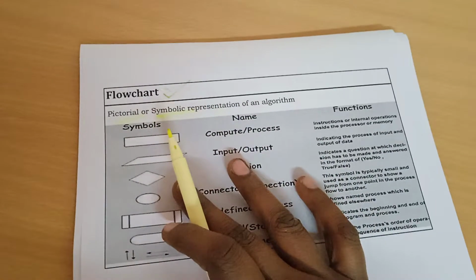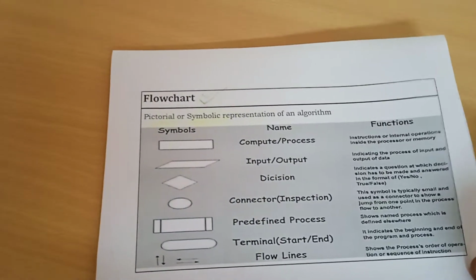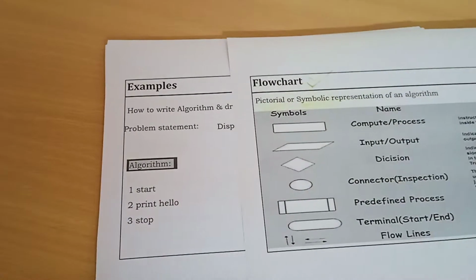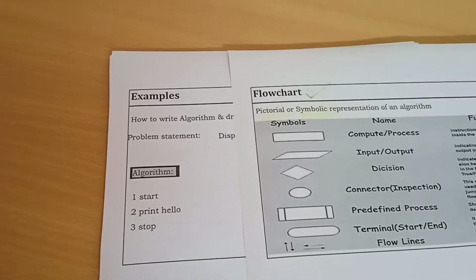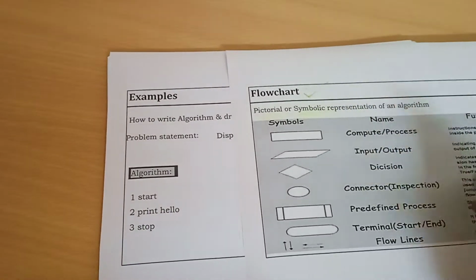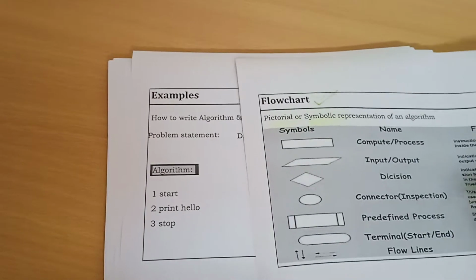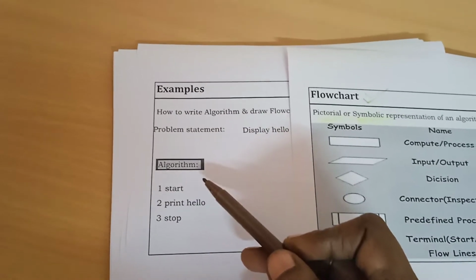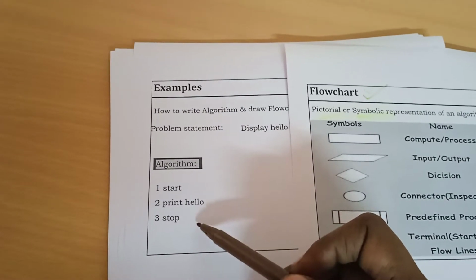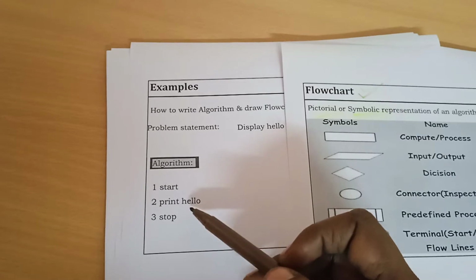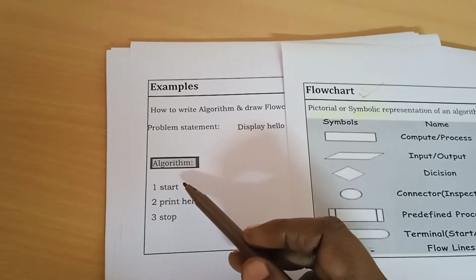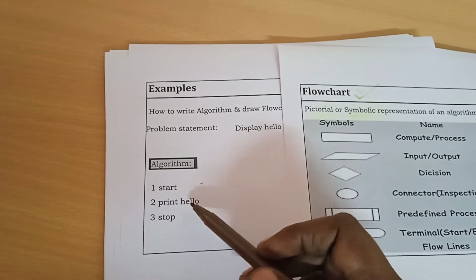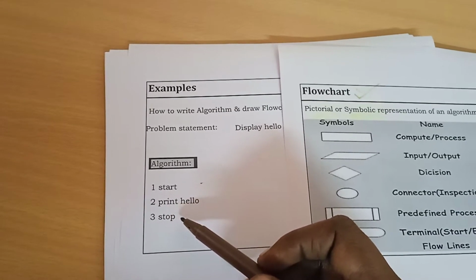Usually, we'll be writing simple algorithms, right? Now, look at a simple algorithm. This is an algorithm to display a hello message. It is represented as a step-by-step procedure: we begin, or start, the algorithm. Now simply we are printing the message. Then we are ending this algorithm.